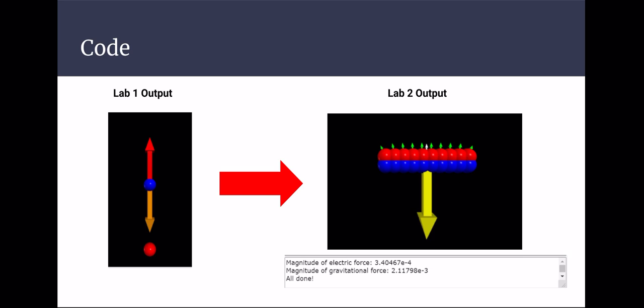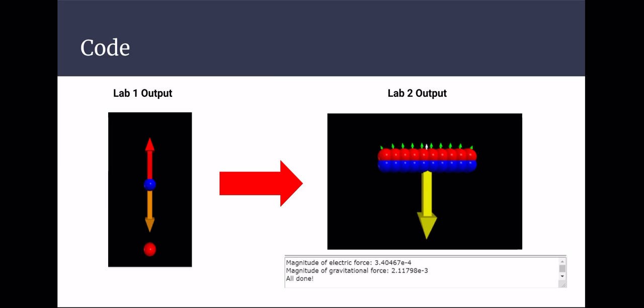When I set up the original code for Lab 2 and put in my known values, and I used the value for the tape's charge from Lab 1, it gave me this output on the right. The gravitational force is represented by the yellow arrow, and the electric force is represented by the super small white arrow in the middle. Here we can clearly see that the value for charge from the previous lab is much too small for this new model, as the gravitational force and electric force are not in equilibrium.